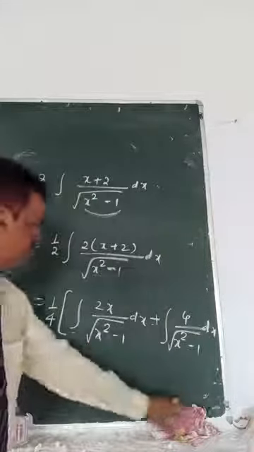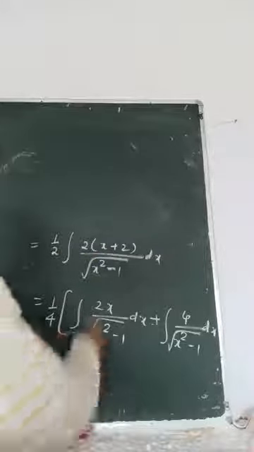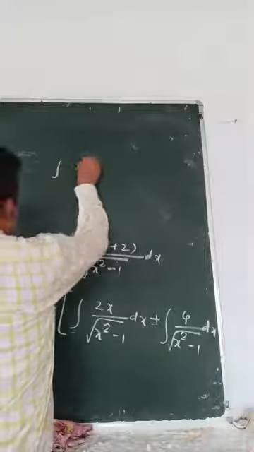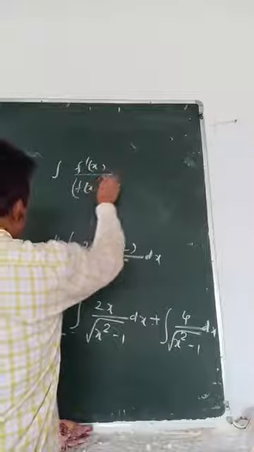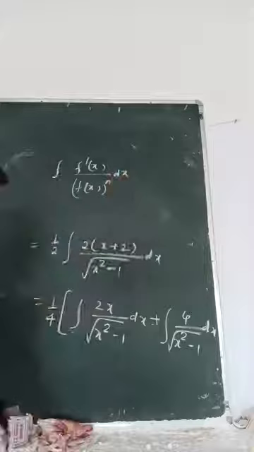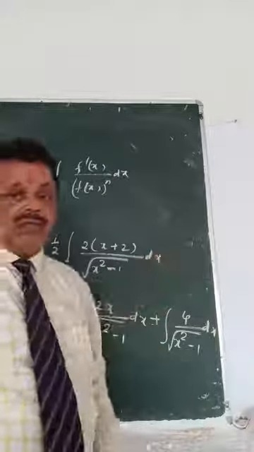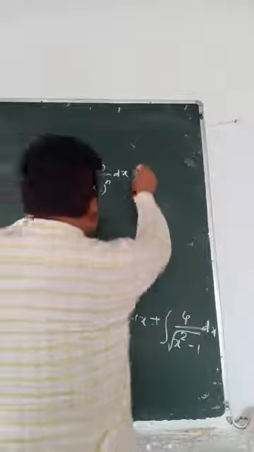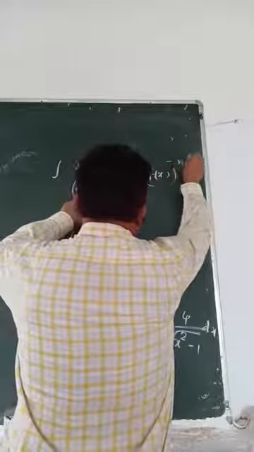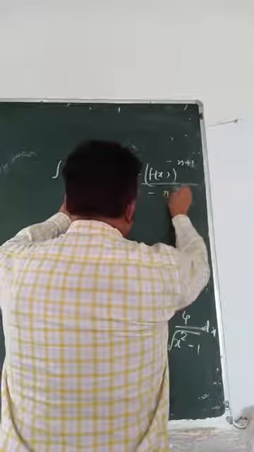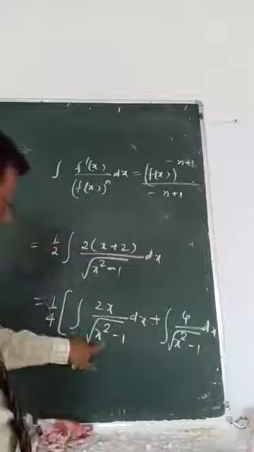So which formula now? Can you tell? This is f dash x by fx power n. This formula I have given you. I told you last time we will be using this formula very frequently. So try to remember. What was this formula? Fx to the power minus n plus 1 by minus n plus 1. This is for this one.